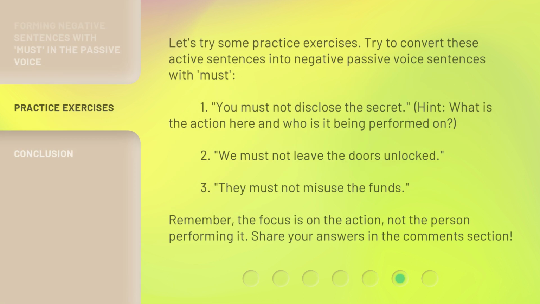Let's try some practice exercises. Try to convert these active sentences into negative passive voice sentences with must. 1. You must not disclose the secret. Hint. What is the action here and who is it being performed on? 2. We must not leave the doors unlocked. 3. They must not misuse the funds. Remember, the focus is on the action, not the person performing it. Share your answers in the comments section.